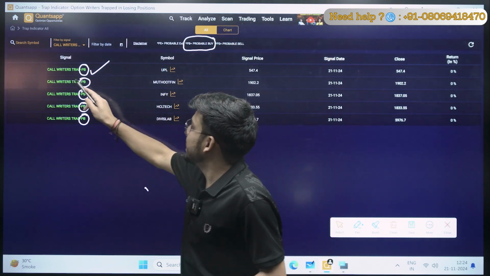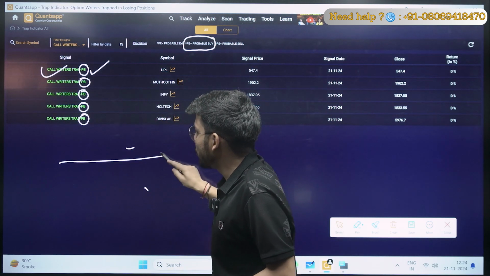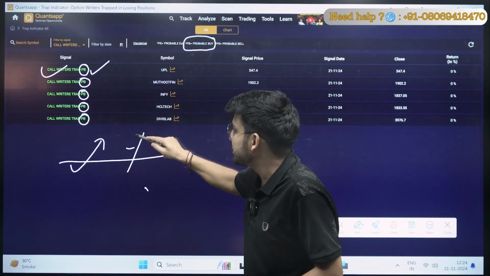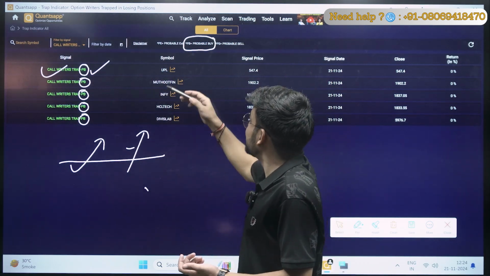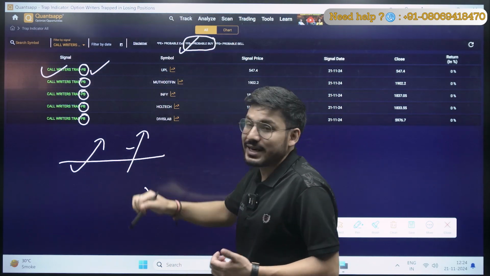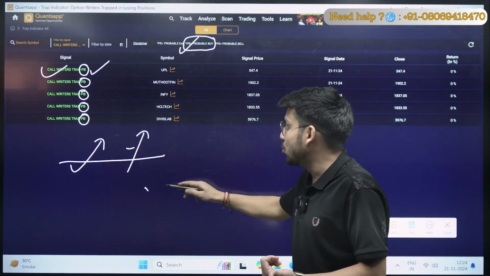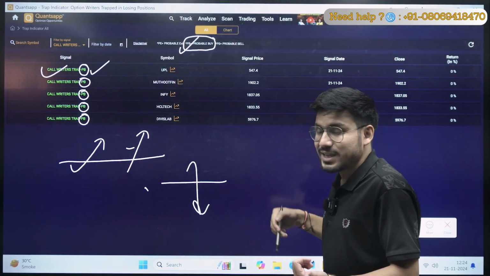Similarly, because the call writers are trapped, the call writers don't want the market to go above a certain level, but if they are trapped, it means the market will surely go in the upward direction. So that is why it is giving me a signal of PV, that is probable buy. Similarly, at any point of time, if my market goes below, at that time what will happen?